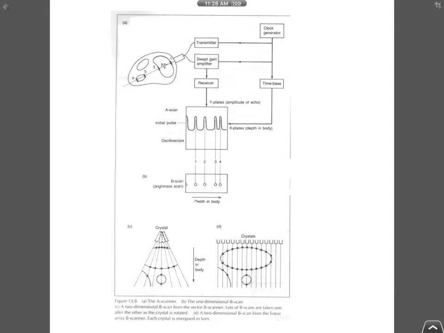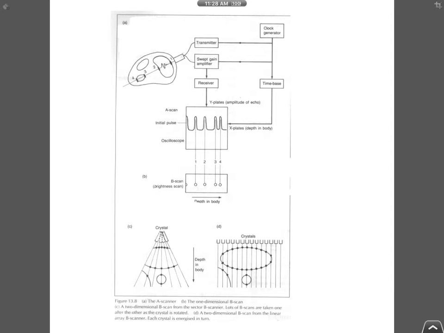Remember when you were in kindergarten, they give you the dots, you just join them together, you get a picture. So this is what they also do. They join the dots together and give you the image here. So the brightness scan is the one that you have seen people using for scanning the babies inside the mother, right? That one you can see the image of the baby, right? That one is a B scanner.